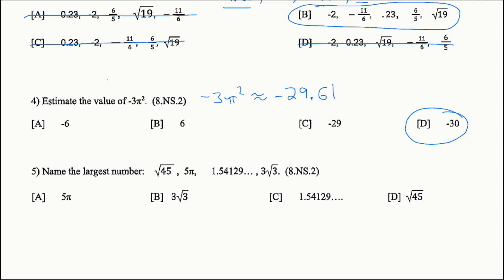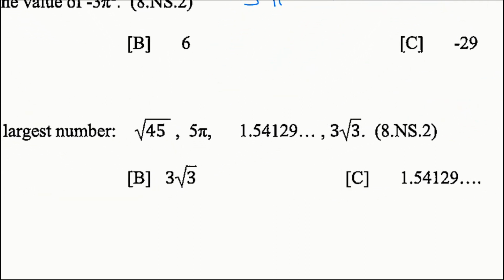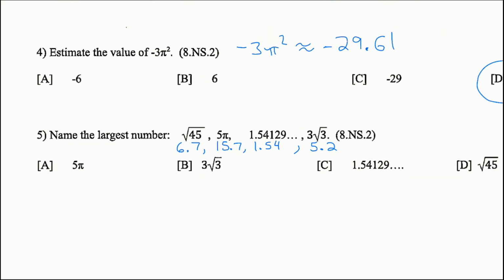Name the largest number. Okay, so square root of 45 gives me 6.7. 5 pi gets me 15.7. That's a pretty large number. 1.54 is 1.54. And then 3 square root of 3 gets me 5.2. There's a clear winner on this one here. The largest number is going to be the 5 pi. And that makes sense because pi is 3.14, so it's about 3.